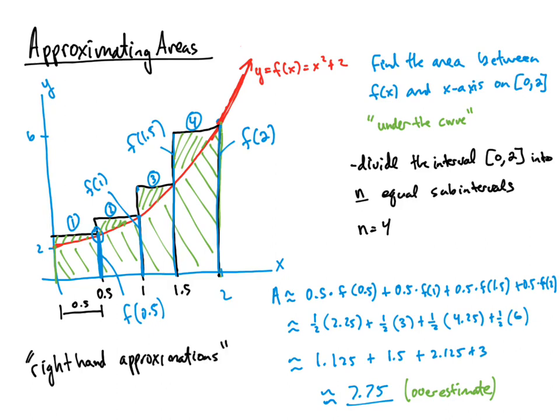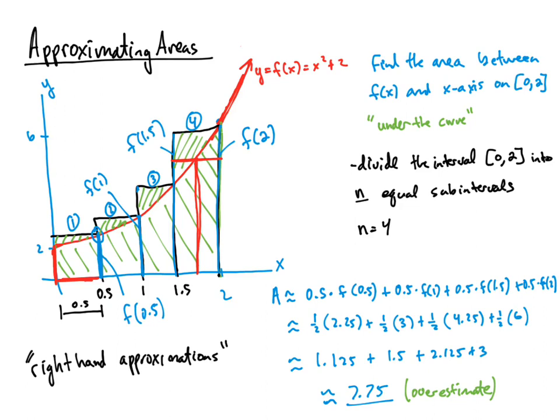These are called right-hand approximations because in each subinterval that we looked at, so from 0 to 0.5, we drew the height of the rectangle at the right-hand side of that subinterval. We could have also drawn the rectangles with the height at the left-hand side of the subinterval. We'll also see some where we draw the height in the middle of the subinterval, and those will just be called center approximations. So we've done this with right-hand approximations. That gave us an overestimate.